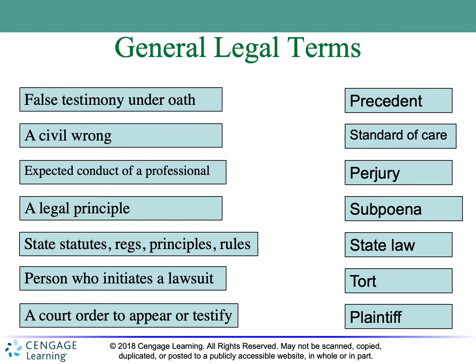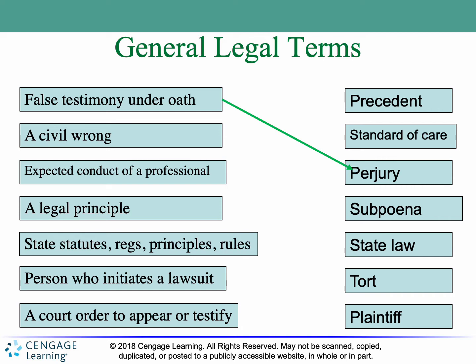All right, we have a few more terms here. Again, the definition being on the left and the term being on the right of the screen. First definition, false testimony under oath. What do you think that is? If you said perjury, you would be correct. Perjury is false testimony under oath.